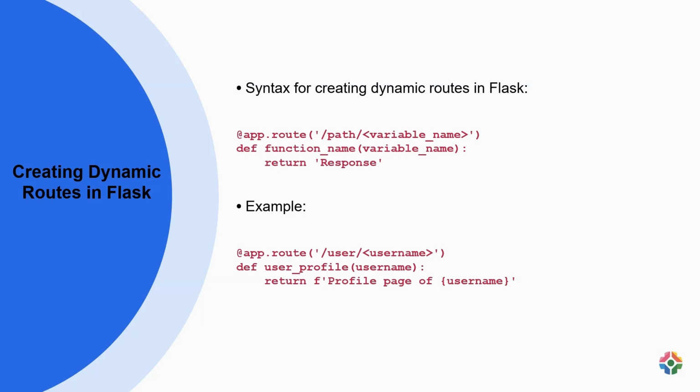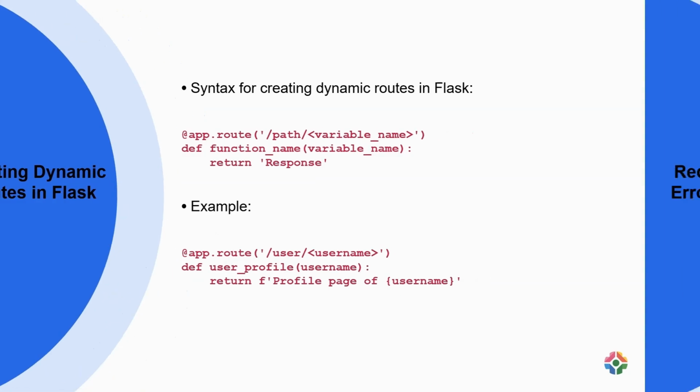An example implementation of a dynamic route in Flask is as follows: @app.route('/user/<username>'), def user_profile(username), return f"Profile page of {username}". In this example, when a user accesses /user/John Doe, the John Doe part is extracted and passed as the username argument to the user_profile function, which then generates a response based on the username provided.